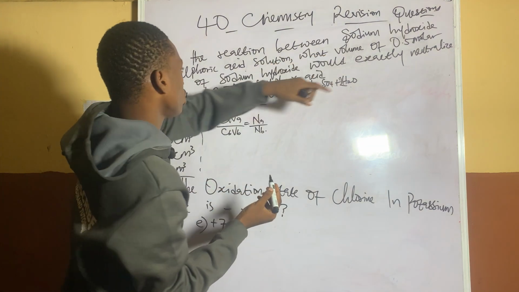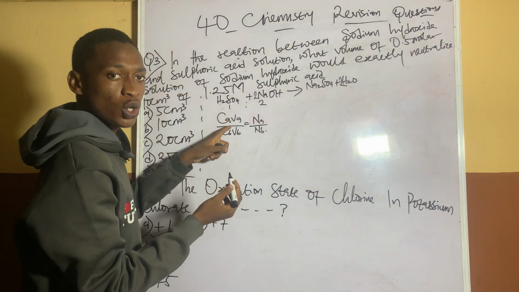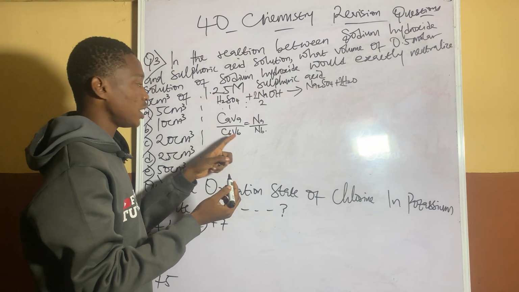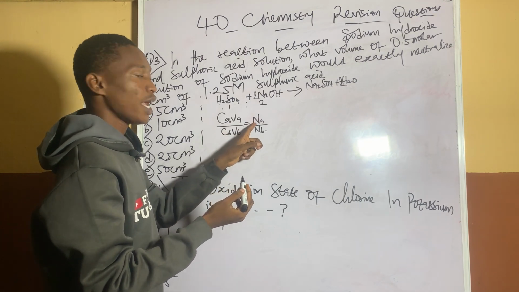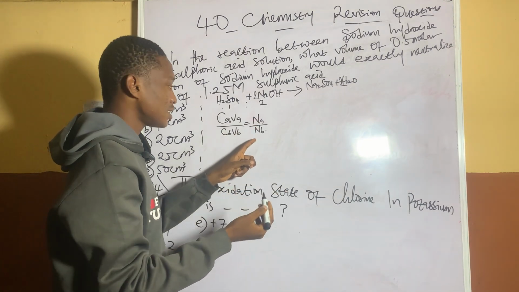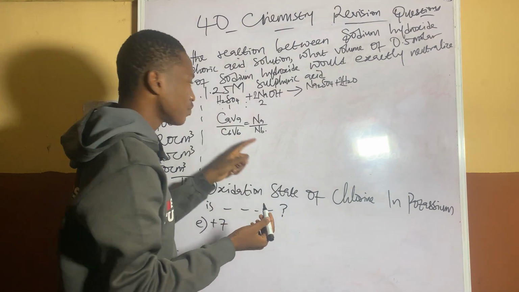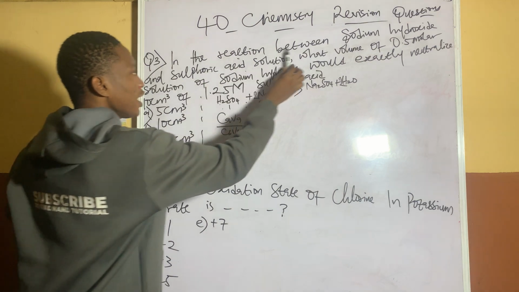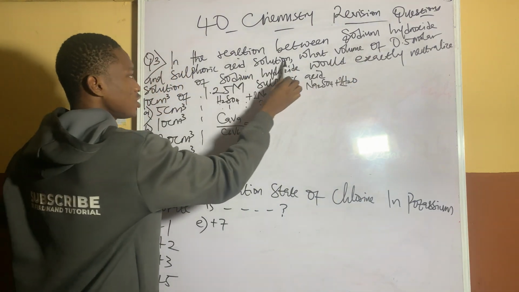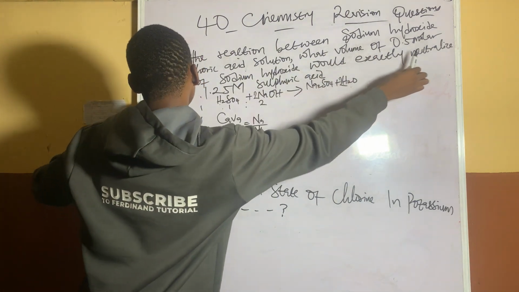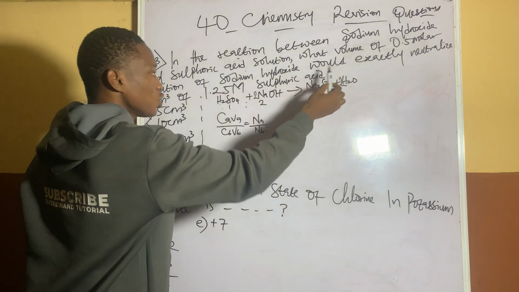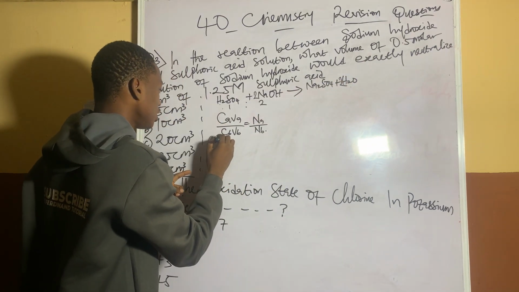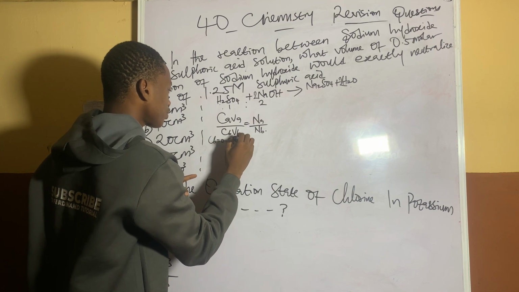What is the CA? In this particular solution, CA simply means concentration of acid, VA volume of acid, CB concentration of base, VB volume of base, NA number of moles of acid, NB number of moles of base. So in this scenario now, we're going to identify what is our CA. Look at the question. In the reaction between sodium hydroxide and sulfuric acid solution, what volume of 0.5 molar solution of sodium hydroxide? So that means our CB is 0.5. So we say CB is equal to 0.5 mole.